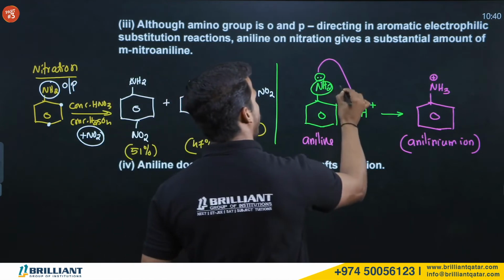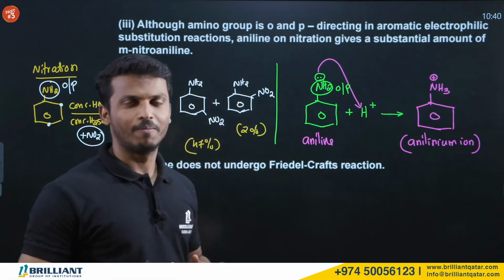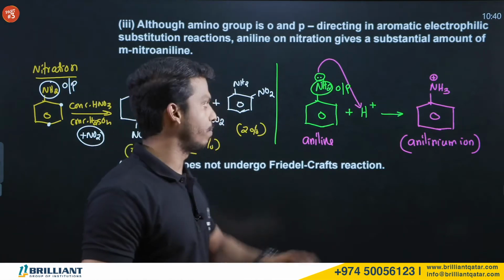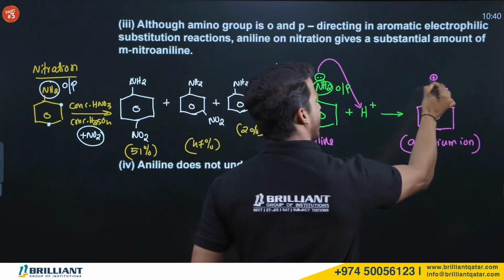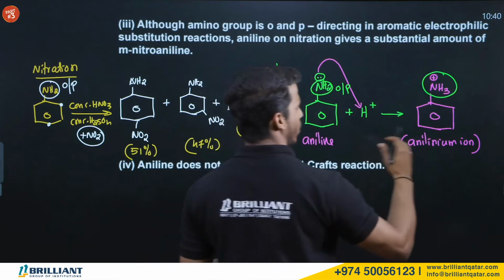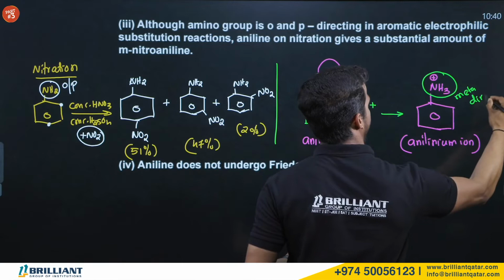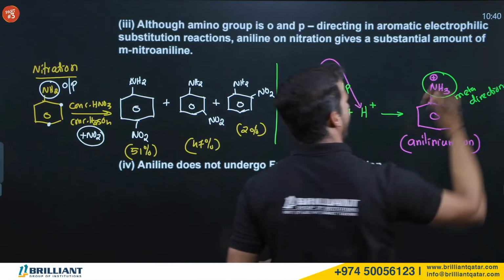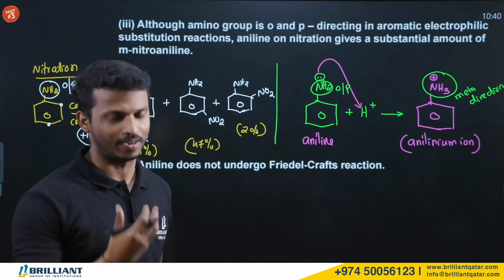Aniline is an ortho-para directing group, so we are expecting only ortho and para products. But here why are we getting the meta product? Because of the formation of the anilinium ion. In the anilinium ion, the nitrogen contains a positive charge. It acts as a minus I group, so it makes a meta direction. It will invite the nitro group into the meta position.